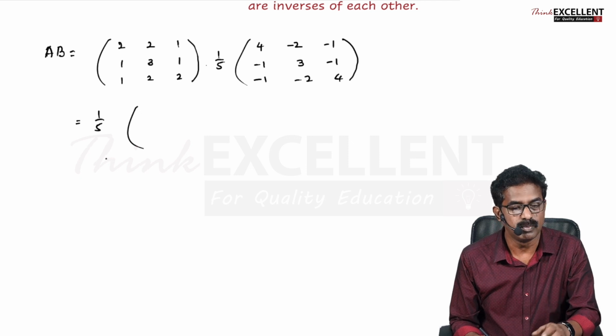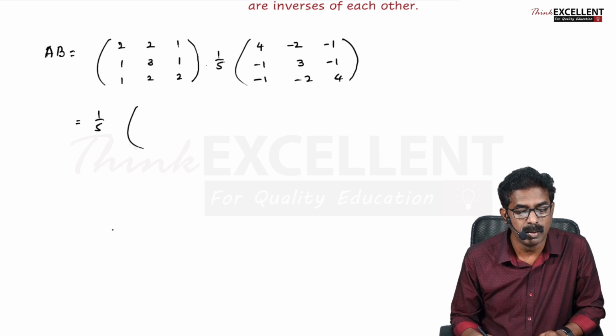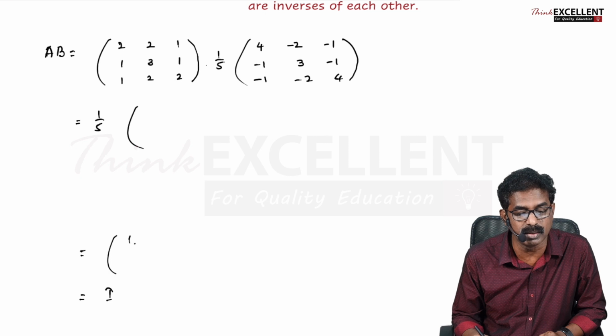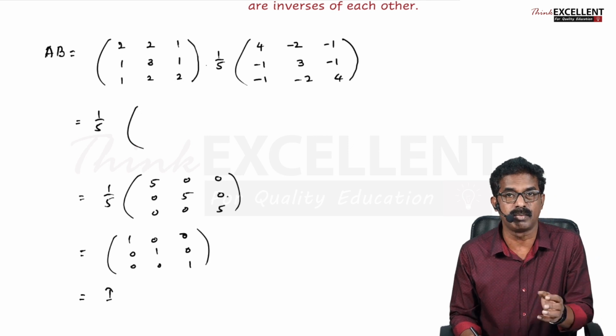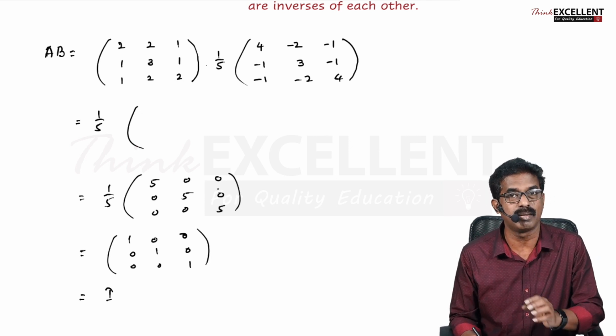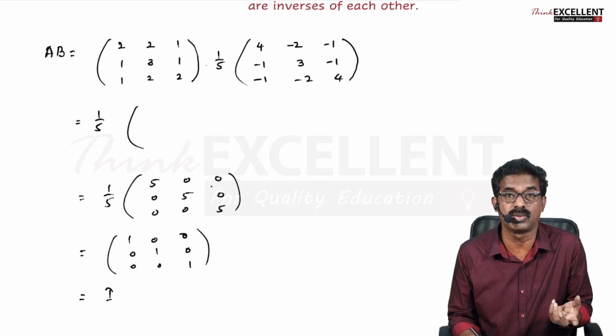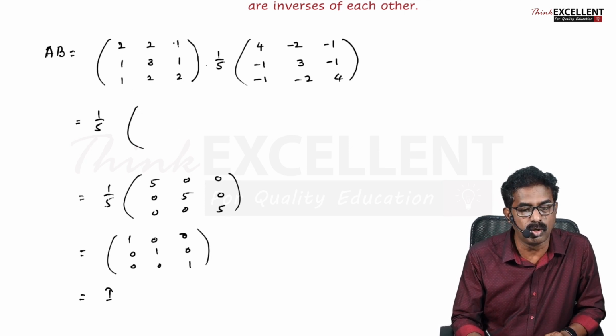1 by 5 into, you have to multiply row by column, right? But already I said what answer you are supposed to get, right? You have to get I. I means it is what? 1, 0, 0, 0, 1, 0, 0, 0, 1. This is the answer you are supposed to get. Then definitely you would have got 1 by 5 into 5, 0, 0, 0, 5, 0, 0, 0, 5. Some hints for you. But without multiplication, don't do that. Okay, so you have to do that, but you have the idea. You must have an idea what answer you are supposed to get. You know that, right? So now row by column you check.